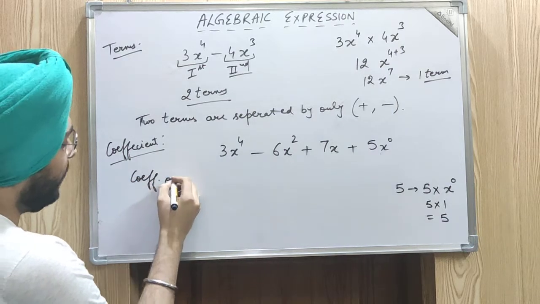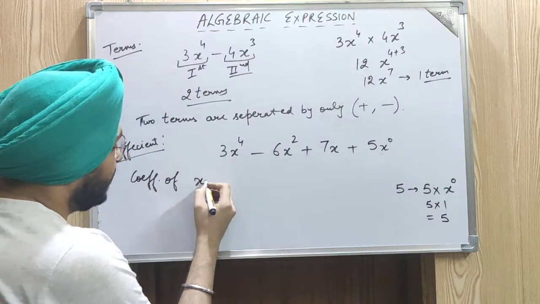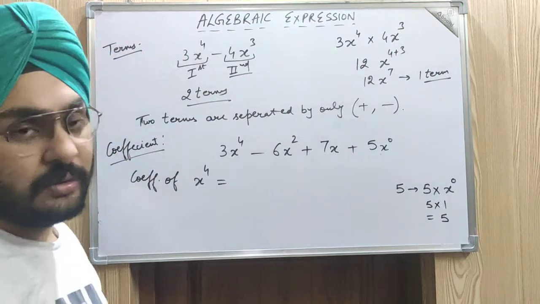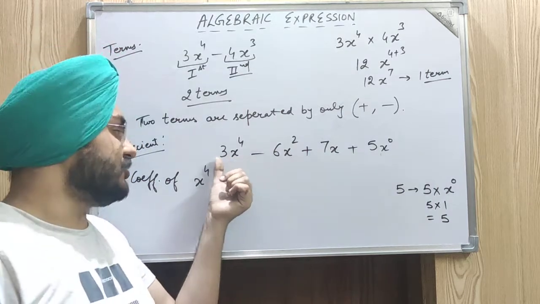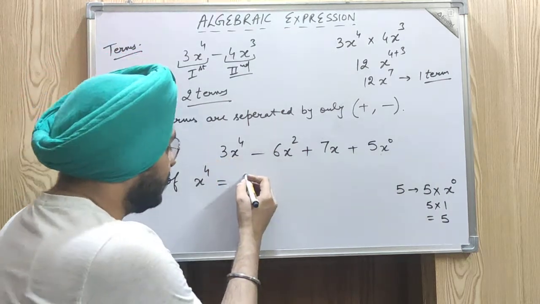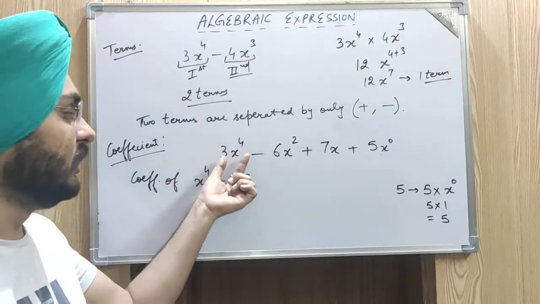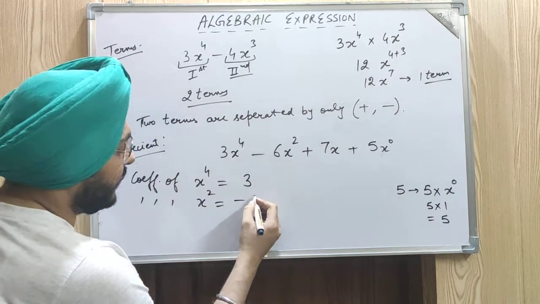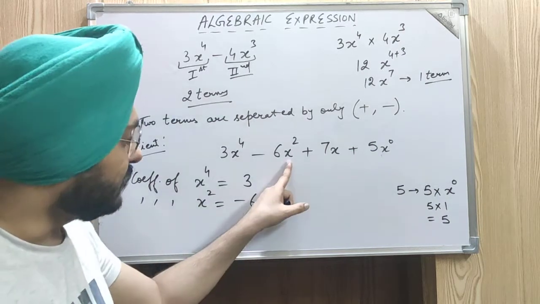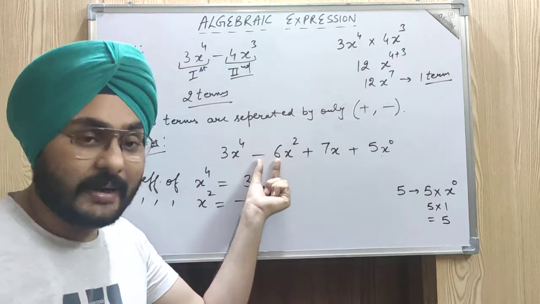If the question says, find the coefficient of x raised to the power 4, the thing which is written with x raised to the power 4 is what? 3. That is the coefficient of x raised to the power 4 here. And if I am saying find the coefficient of x square, with x square we are having minus 6, not 6, it's minus 6.